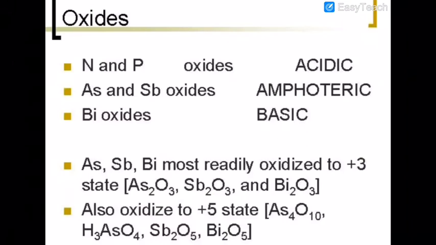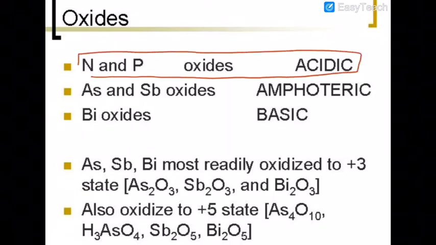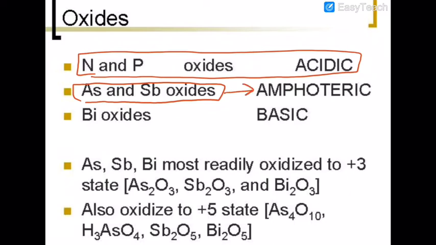Now, various oxides of nitrogen and phosphorus. The oxides of nitrogen and phosphorus will be acidic in nature. The oxides of antimony and arsenic are amphoteric in nature, while oxides of bismuth are basic in nature.